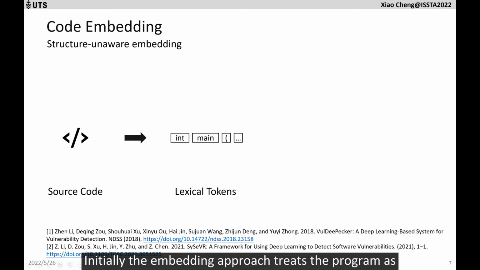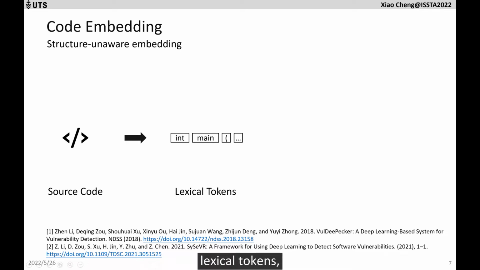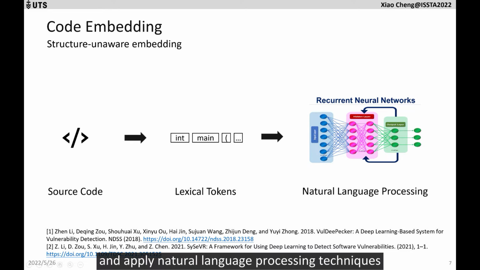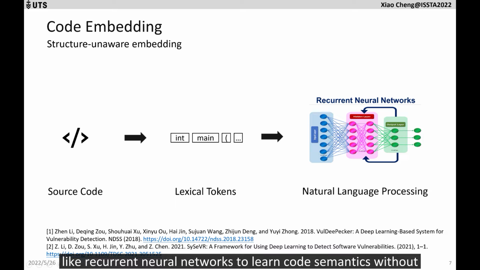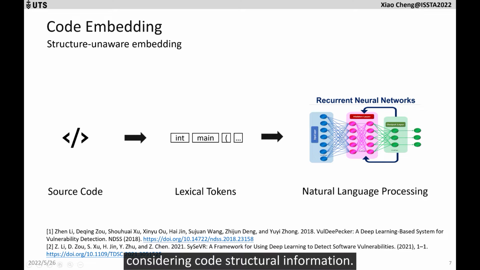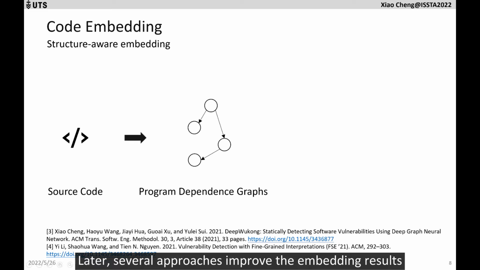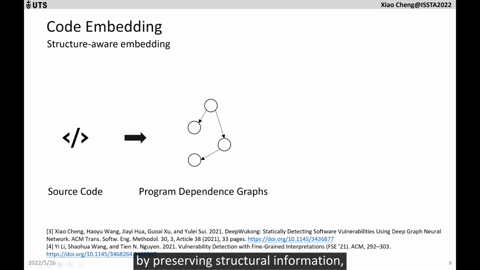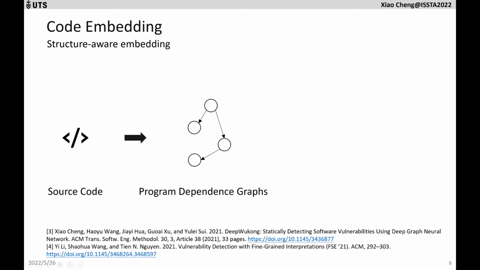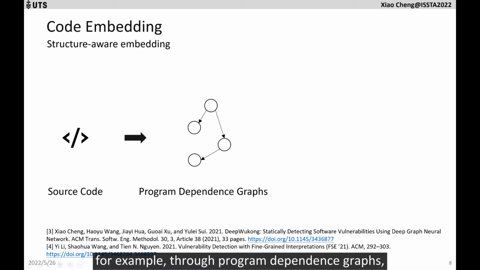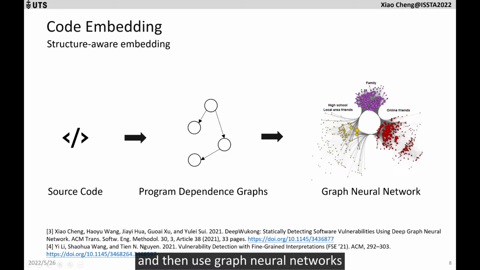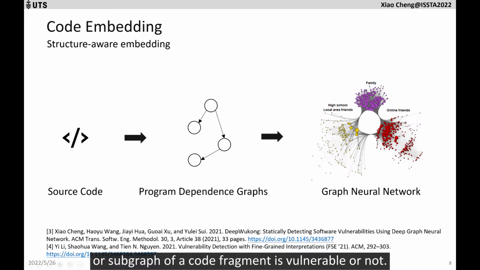Initially, the embedding approach treats a program as lexical tokens and applies natural language processing techniques like recurrent neural networks to learn code semantics without considering code structure information. Later, several approaches improve the embedding results by preserving structure information, for example, through program dependence graphs, and then use graph neural networks, GNNs, to classify whether a graph or subgraph of a code fragment is vulnerable or not.